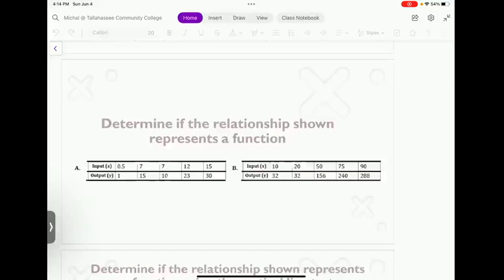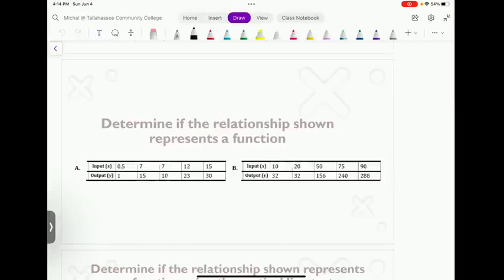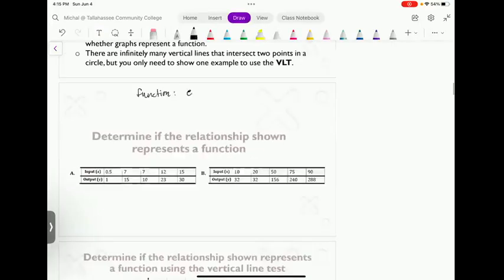All right, in this example, we're going to determine if the relationship shown in a table is a function. What we're looking for, remember that a function is a relationship where every input has exactly one output. And depending on the type of the representation of the function, so whether we're looking at a table, a graph, or an equation, there's different ways to tell whether each x is going to have only one y, or whether each input is going to have only one output.